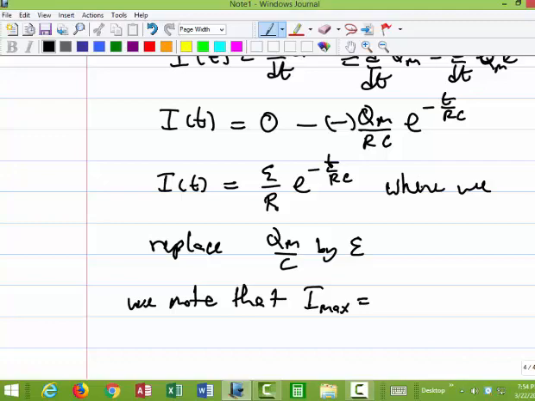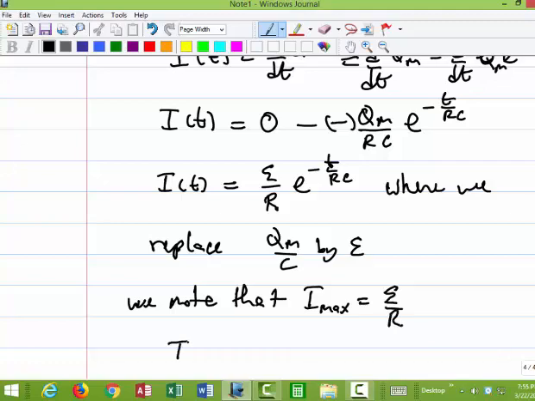I is the initial current when the capacitor initially starts charging. So that is our maximum value initially. When the capacitor is fully charged, the current has its maximum value at t equals infinity. So I max is equal to E over R.